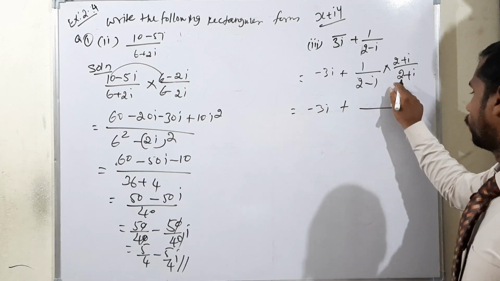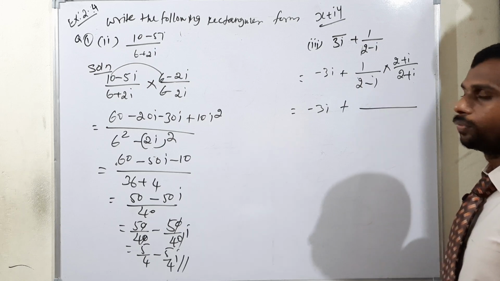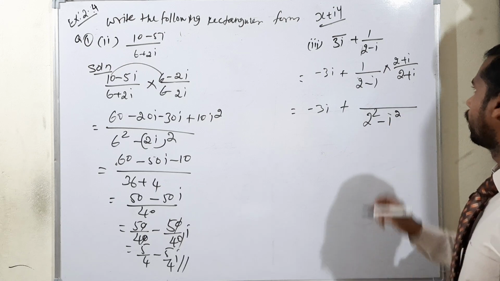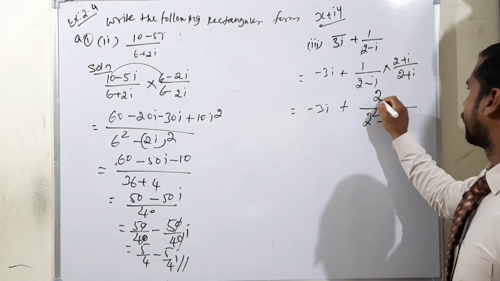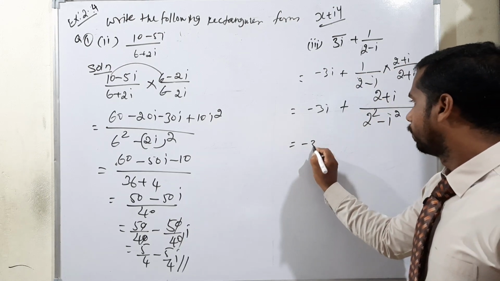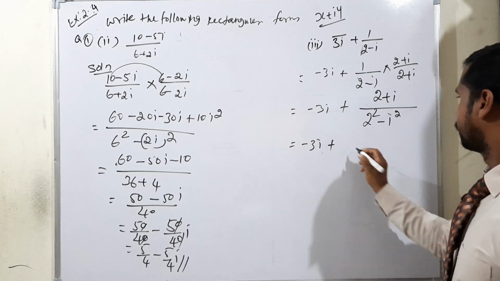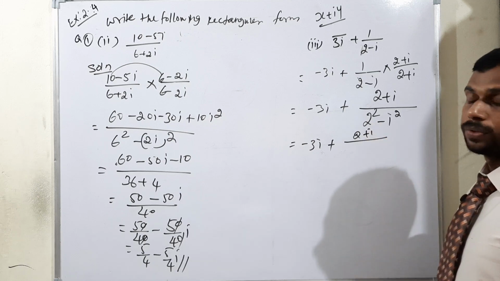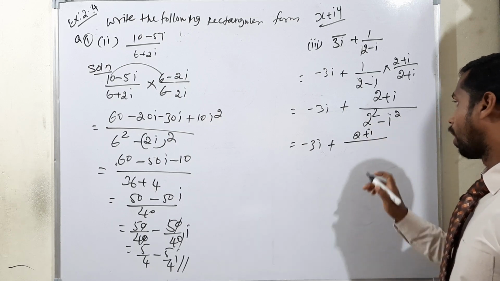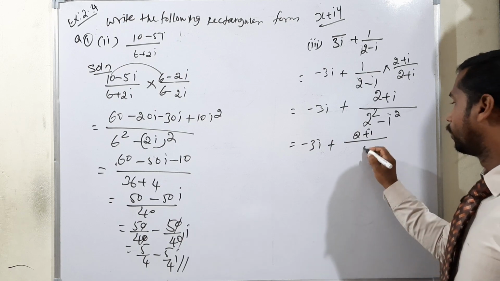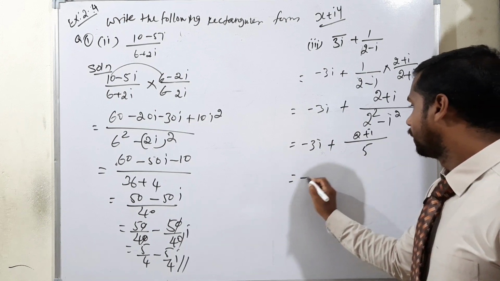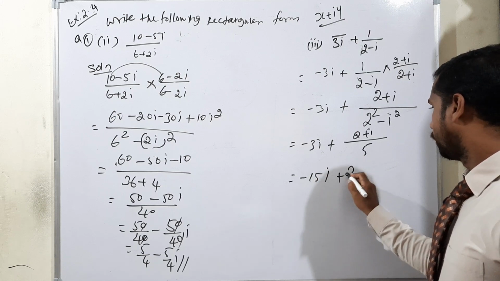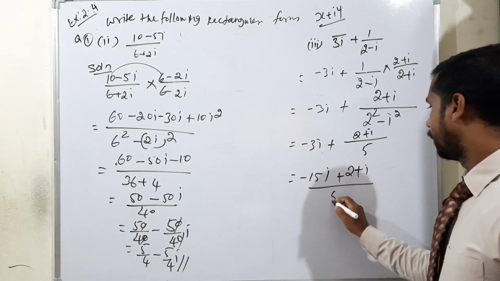Then next, the common denominator in a plus b into a minus b form is a square minus b square. So 2 square minus i square. Numerator 1 into 2 plus i means 2 plus i. So again minus 3i, then plus 2 plus i as it is. Denominator 2 square is 4, i square is minus 1. Already we have a common minus, therefore 4 plus 1 is equal to 5. Again cross multiply, minus 15i because 3 into 5 is 15, minus 15i plus 2 plus i, divided by 5.